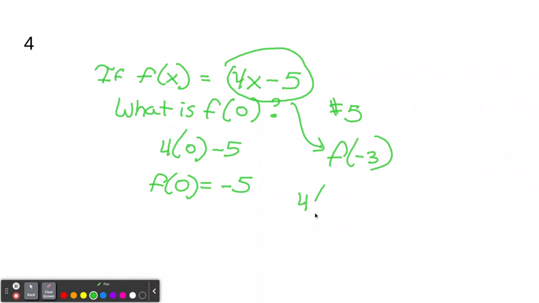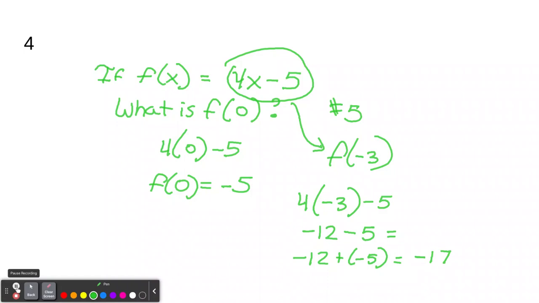So now you have 4 times negative 3 minus 5. So 4 times negative 3 is negative 12. Negative 12 minus 5. And again, you have your calculator here, but take your time. Don't rush. Remember, this is a negative, it's a minus sign, not a plus sign. So if you remember, keep change, it'll be that. So what is f of negative 3? Negative 17.